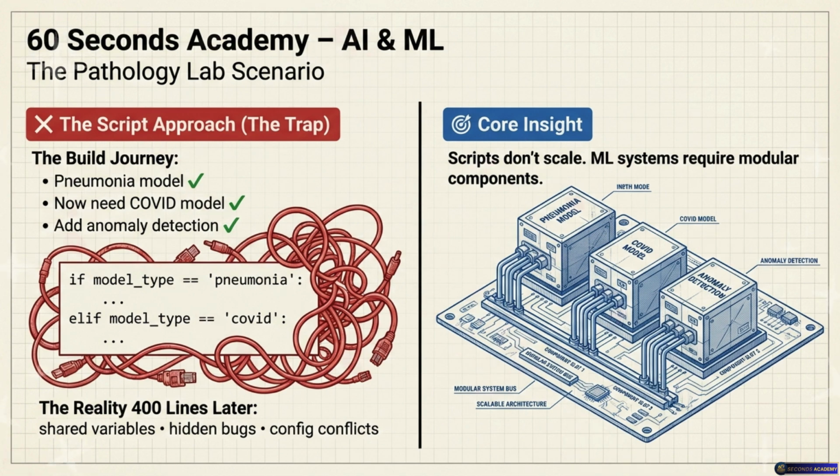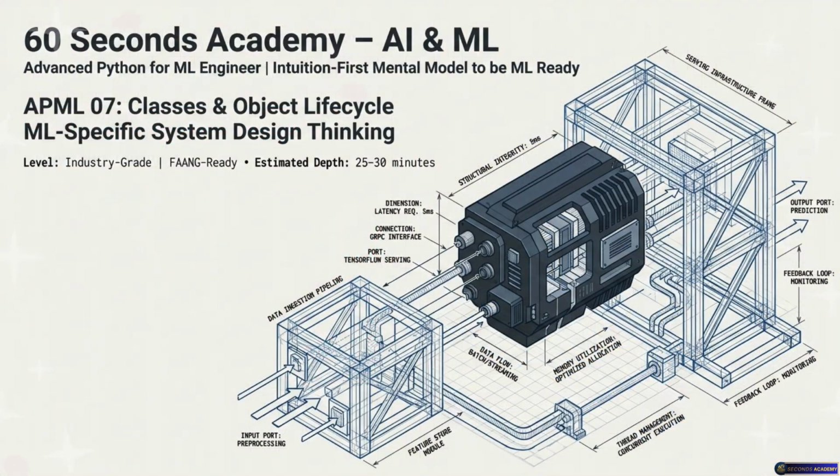Yep. Which is why today's deep dive is all about upgrading basic object-oriented programming, or OOP, into what we call ML-specific system design thinking. Looking at the notes we have today, the mission is incredibly clear. Right, because this isn't just about writing classes or memorizing Python syntax. Exactly. We're getting into the ML object lifecycle, managing heavy state, mastering those mysterious dunder methods, and ultimately building pluggable, scalable systems.